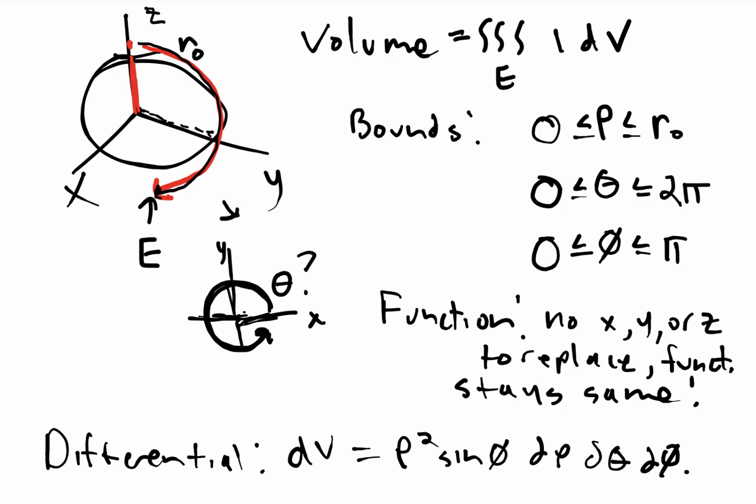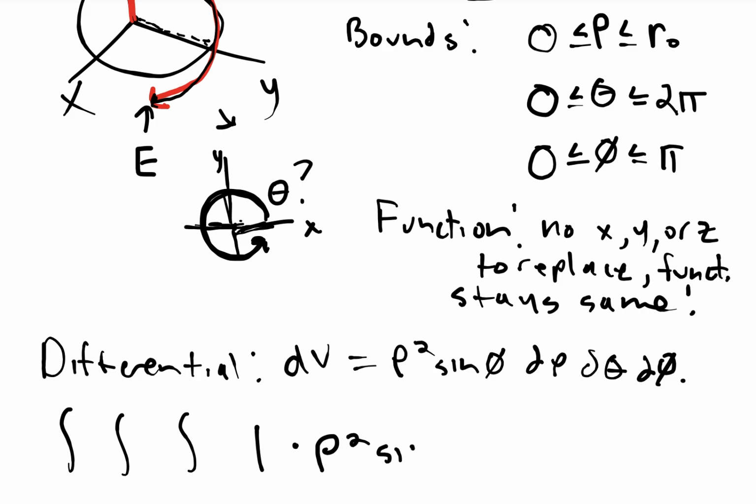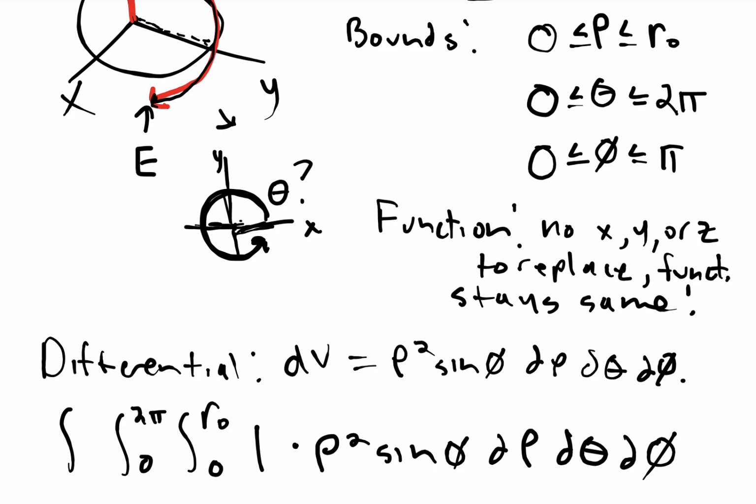So this will let me go ahead and rewrite my integral. My function was just 1, no change. My differential that I had to tack on to the end and replace dv with was rho squared sine phi d rho d theta d phi. And now I just have to make sure to match up my bounds appropriately. We said rho is stuck between 0 and r0. Theta is stuck between 0 and 2 pi, and phi is stuck between 0 and pi.